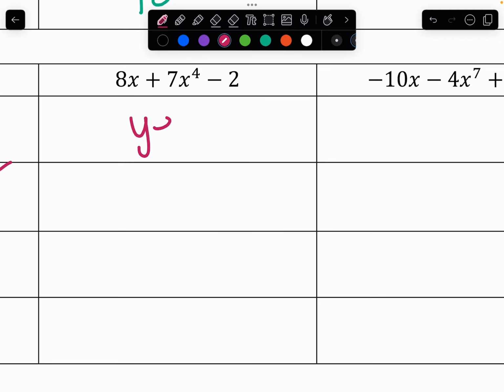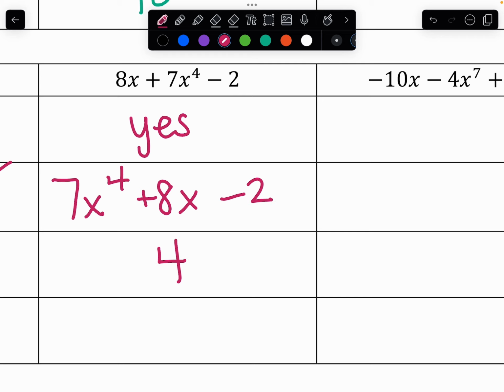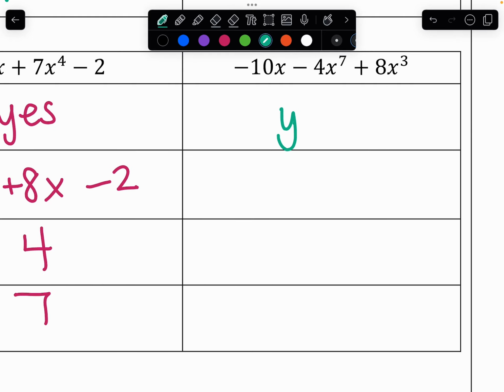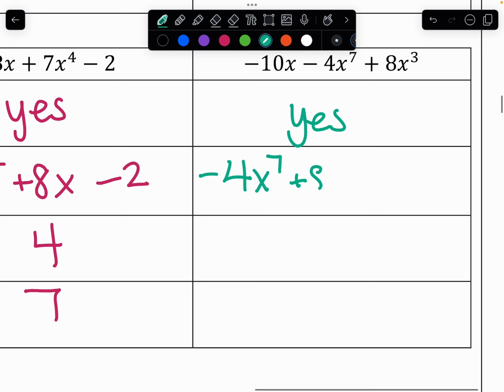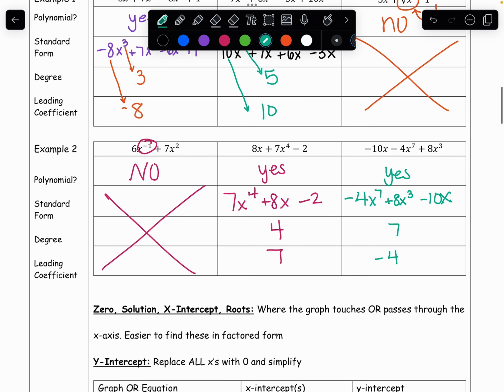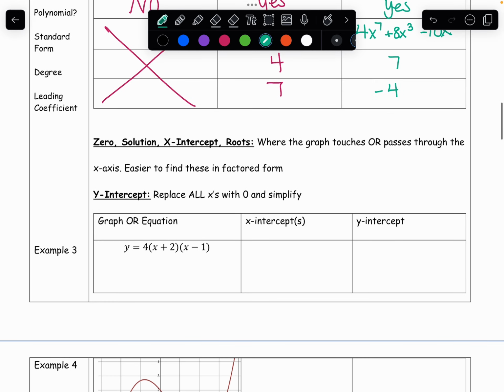Your next one, it is a polynomial because we have all positives. So we would end up with 7x to the fourth power plus 8x minus 2. So our degree is 4 and our lead coefficient is 7. And then finally, yes, it is a polynomial. When we rewrite it, be careful to not lose track. So negative 4x to the 7th plus 8x cubed minus 10x. And so our degree is 7 and our lead coefficient is negative 4. It is possible that your lead coefficient is negative, but your degree will always be positive.